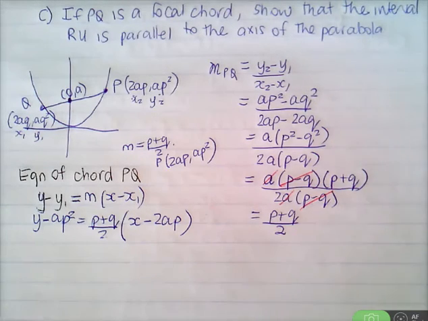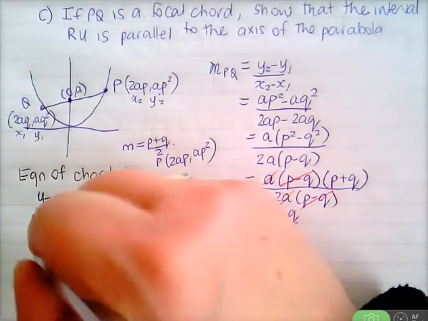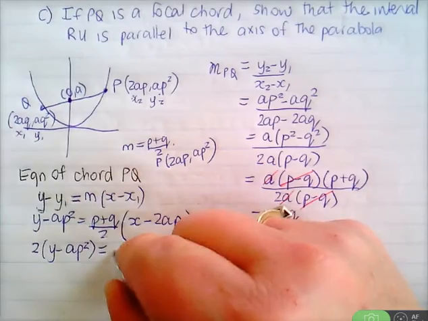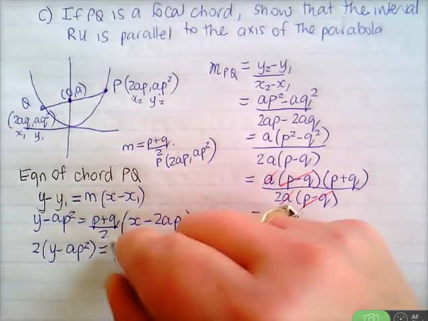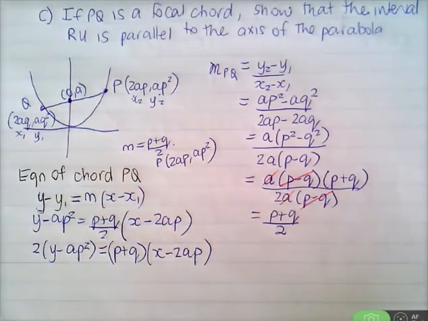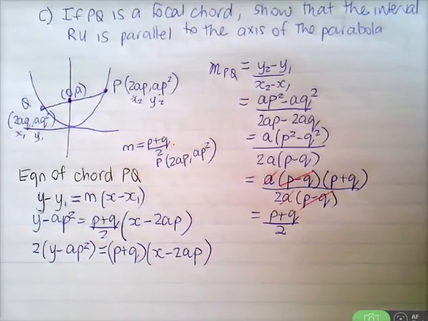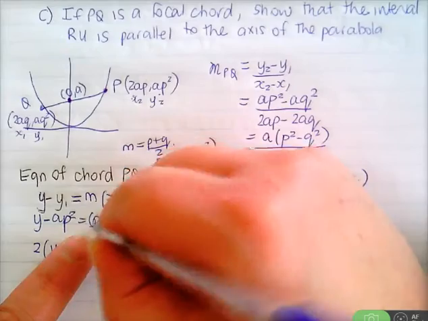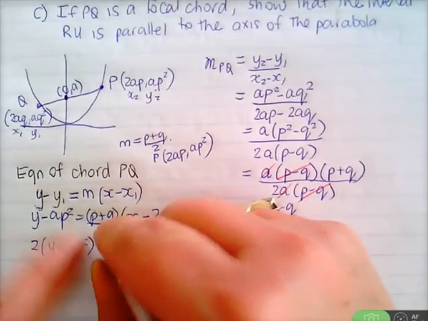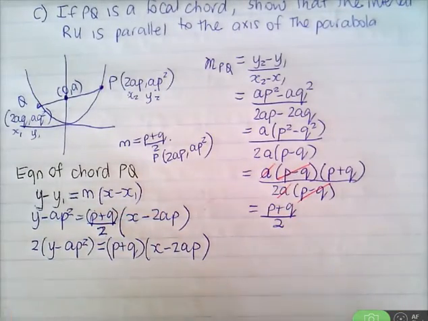It doesn't have to be y equals with these. So let's put that 2 there: 2 bracket y minus AP squared equals. Now you're left with P plus Q, all of that times the x minus 2AP. You're okay with that? It's not just the Q times the bracket, it's all of that. That's P plus Q, has to stay together. So I just removed this divide by 2 and made it times 2 on the other side.